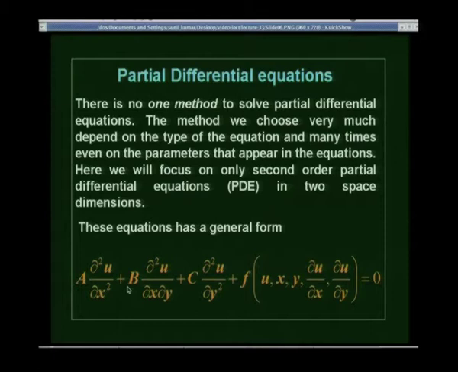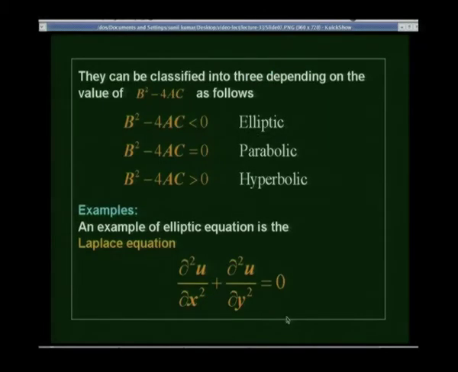In the case of Laplace's equation, we have a as 1 and c as 1, b is 0, and this function is 0. That's what Laplace's equation is. Since b is 0 and a and c are the same sign, we have b squared minus 4ac less than 0, so it's an elliptic equation. Now if you had a minus sign here, b is again 0, but a and c now have opposite signs, so b squared minus 4ac will be positive. That will be a case of a hyperbolic equation. We will see the wave equation as an example of that.